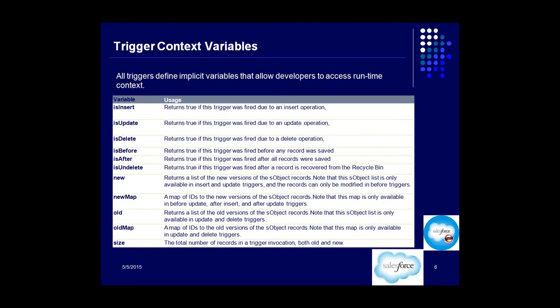Okay, so Trigger.new. This new is the method which will return a list of the new versions of the SObject records. So you don't have to define a new SObject there; you can use this new list. This SObject list is only available in insert and update triggers. We were trying to do an insert trigger, right? So it is available for us.